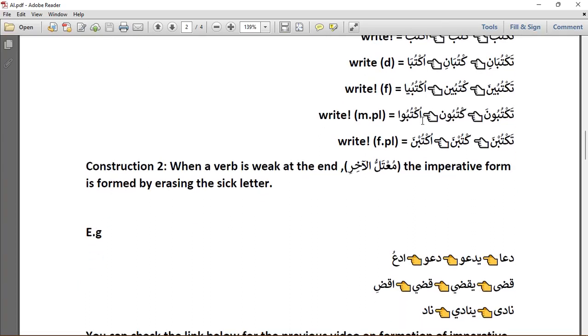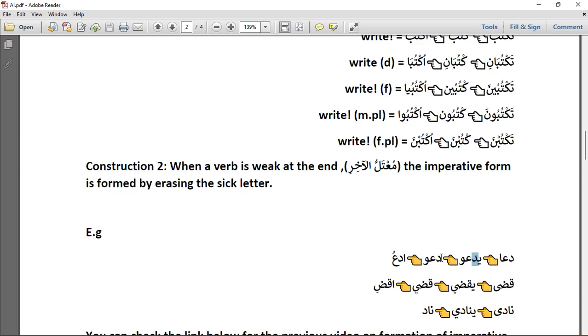Now moving to verbs that have a weak letter at the end, mu'tallul akhir. Then what we do is we remove the harful mudara normally, because to form amru in any kind of verb you have to first remove the harful mudara. So taking da'a as example, we have da'a, the mudari will give us yad'u. Remove harful mudara, we are left with dal sukun, ain damma, and our waw jama. That can't be pronounced, so we add hamzatul wasl. We have ud'u.